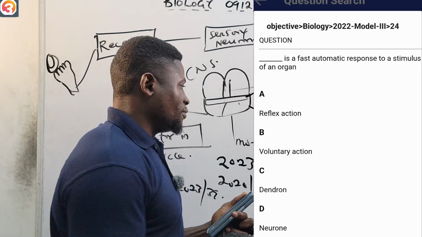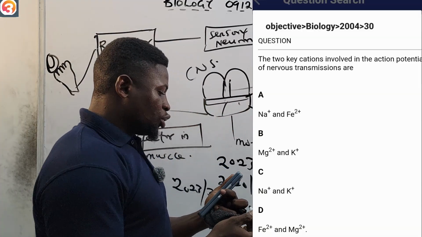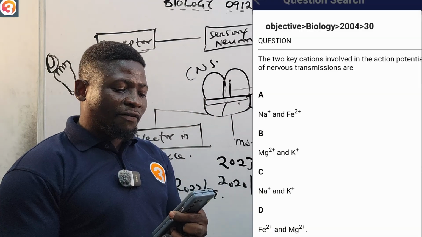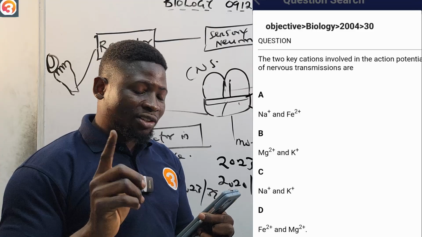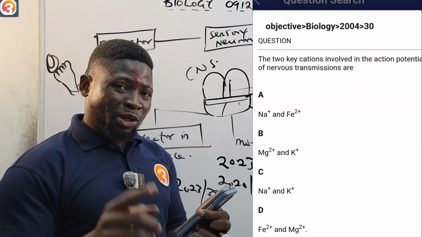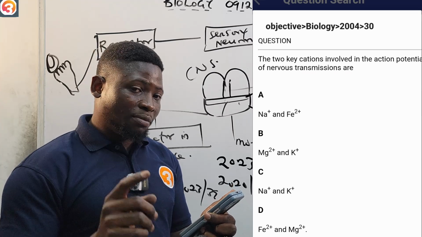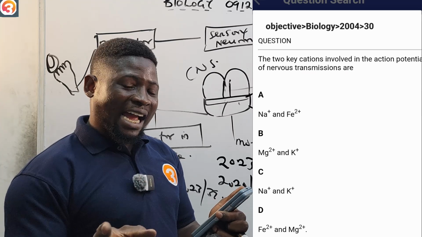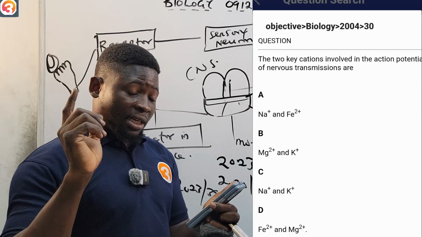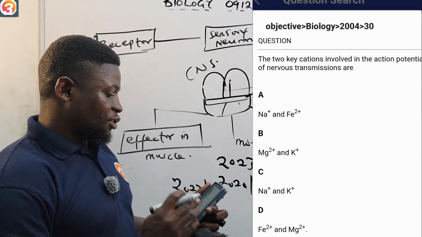Now, 2004, number 30 says the two key cations involved in the action potential of nervous transmissions are: A says sodium ion and iron, B says magnesium ion and potassium ion, C says sodium ion and potassium ion, D says iron and magnesium ion. So tell me the answer in the comment section.